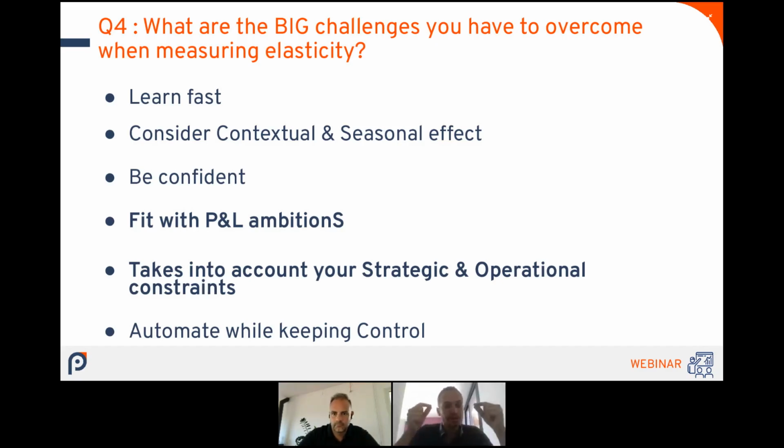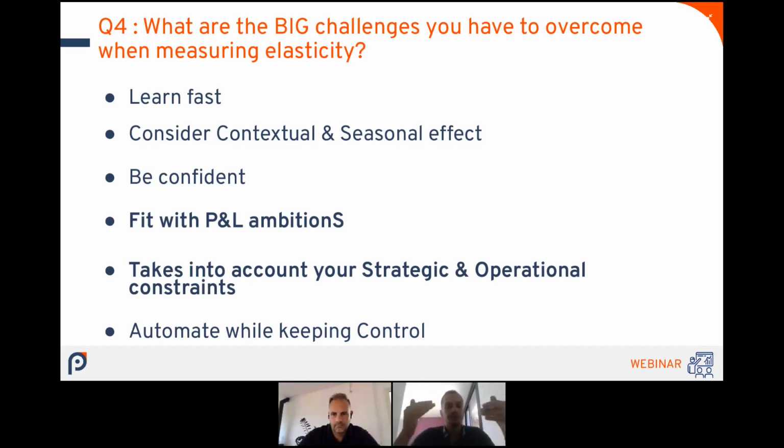Second, we need to make sure that we consider the famous context, the seasonal effect, all of the elements that are affecting the context, internal and external events. To do so, we need to define our control group very well, and it needs to be representative of the test group. This is the second challenge.